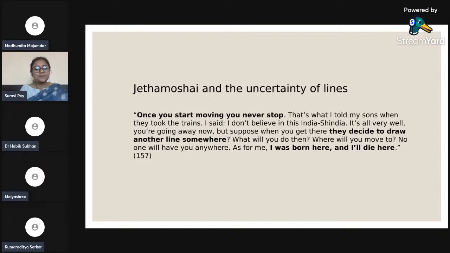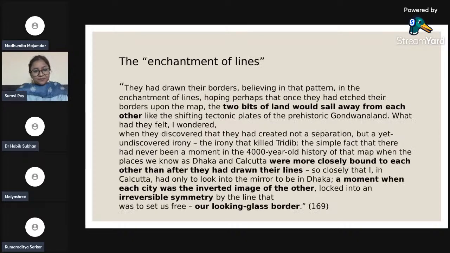But what is probably most interesting about the drawing of borders and lines is something that comes almost towards the end of the novel, through the narrator's epiphany. So he's no longer a child now, he's grown up, he's pursuing his PhD, and that's when he sort of realizes the irony of the lines that are drawn.